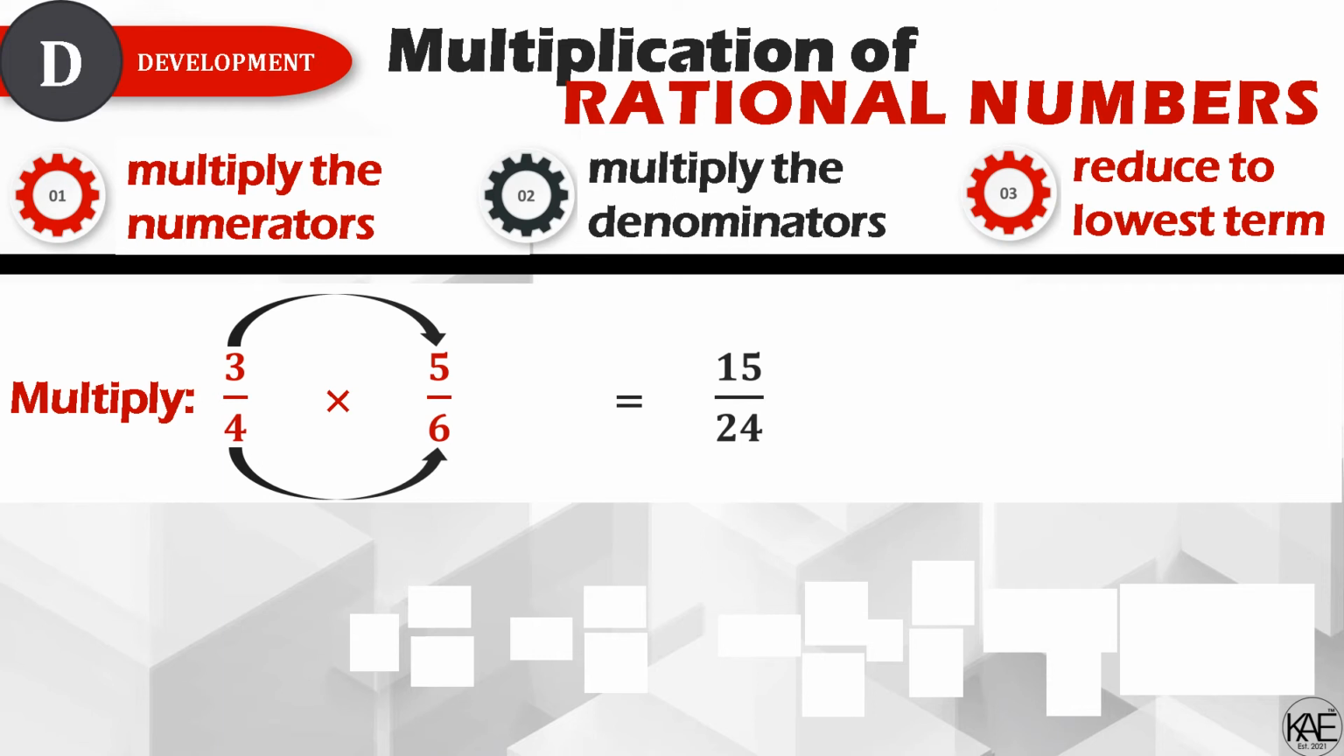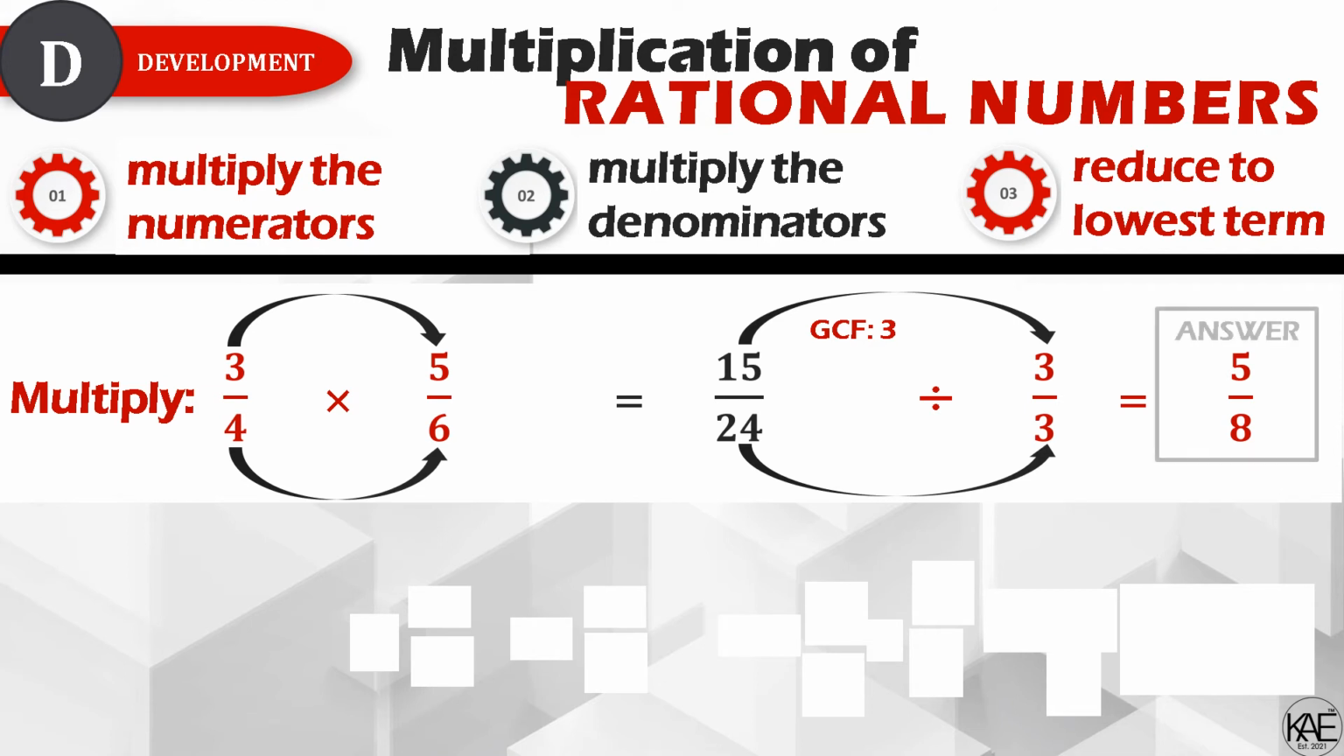Then we simplify them by using their greatest common factor, which is 3. We divide them both by 3. That would give us 15 divided by 3 is equal to 5, and 24 divided by 3 is equal to 8. Therefore, 3/4 times 5/6 is equal to 5/8.